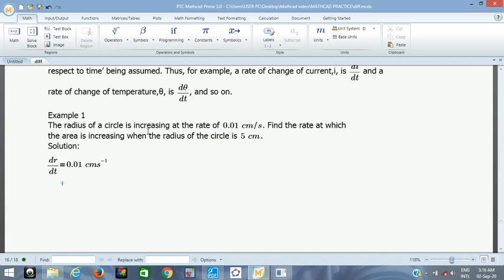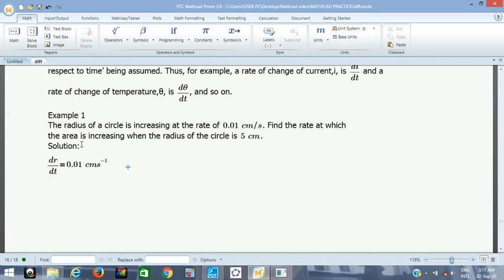The radius of a circle is increasing at the rate of 0.01 centimeter per second. That means the radius divided by the time is equal to 0.01 centimeter per second. So this is how the radius of the circle is increasing at a particular time. That is what is given first. Then we should find the rate at which the area is increasing when the radius of the circle is 5 centimeters.